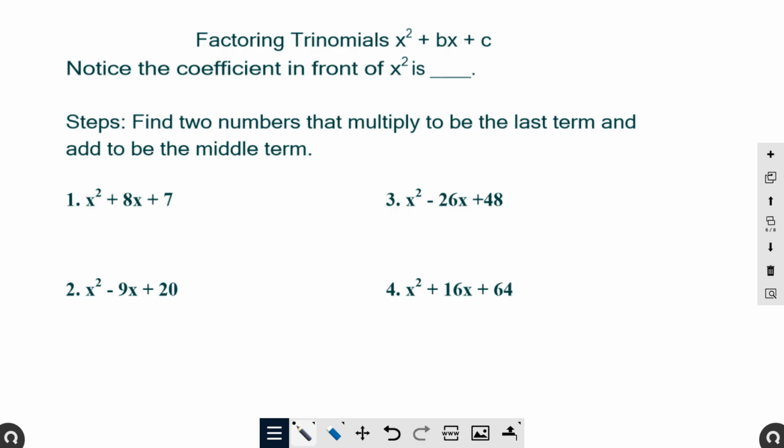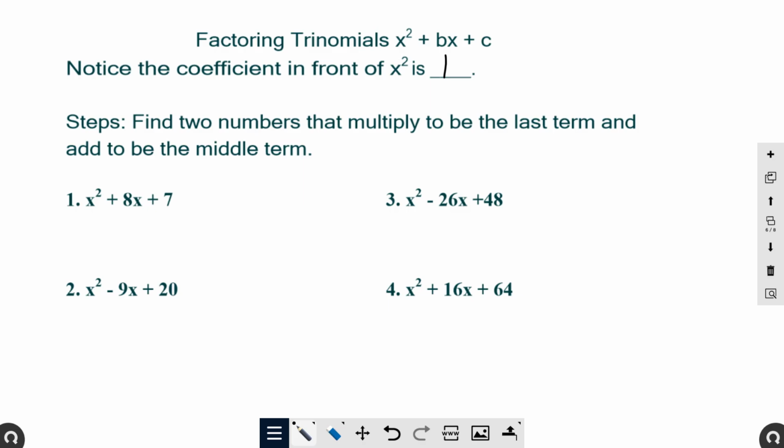Okay, here we are going to be factoring trinomials that are in the form x squared plus bx plus c. So b and c are some random numbers. And then it says, notice the coefficient in front of x squared for all of these problems is what? 1. So when you look at these problems, it has a starting coefficient of 1x squared. Now, on Monday, after the quiz, we're going to talk about what if it's a different number besides 1. But for right now, we're going to look at just 1.